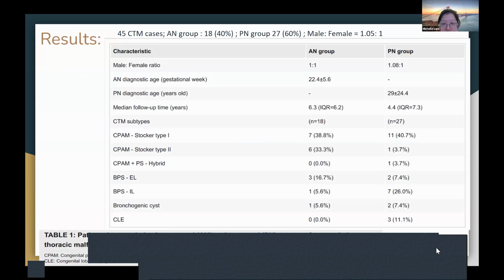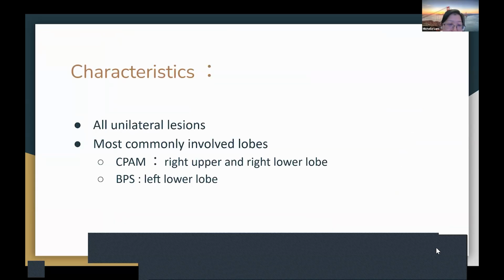For both groups, CPAM type 1 is the most common type of lesion. And you can see the percentage distributions of the other subtypes of CTM. All of them are unilateral lesions, and for CPAM, the most commonly involved lobes are the right upper and right lower lobes. As for bronchopulmonary sequestration, the left lower lobe is the most commonly affected.